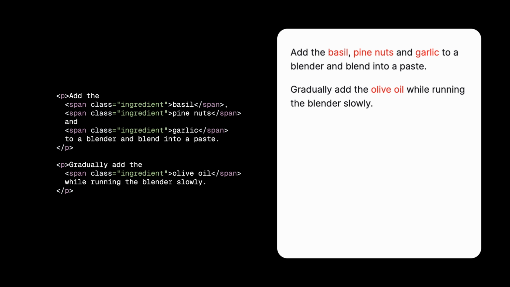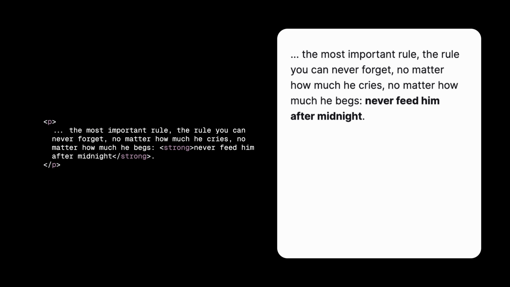Span is a generic inline container for phrasing content which does not inherently represent anything. It can be used to group elements for styling purposes, using the class or ID attributes, or because they share attribute values, such as lang. It should be used only when no other semantic element is appropriate. Span is very much like a div element, but div is a block level element, whereas a span is an inline level element. Strong indicates that its contents have strong importance, seriousness, or urgency.